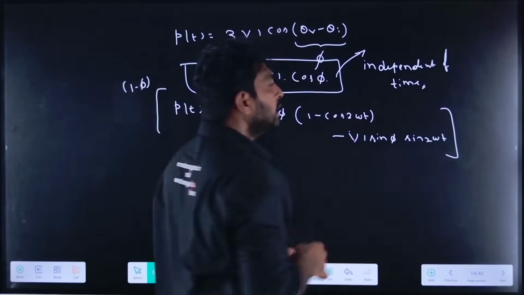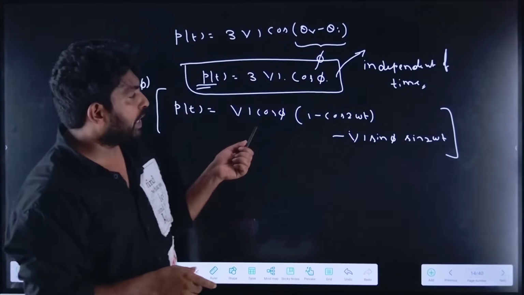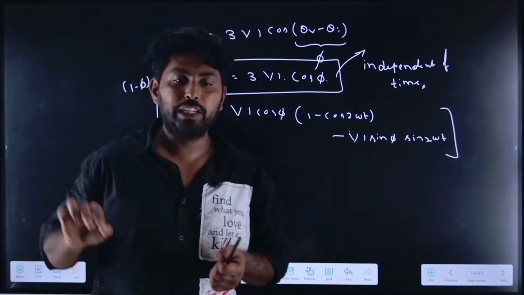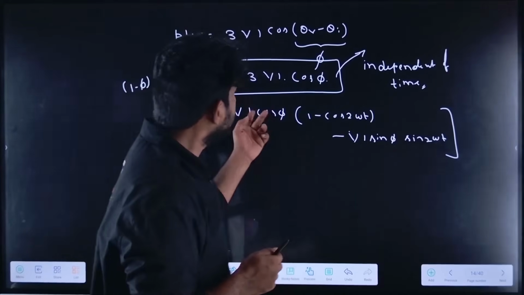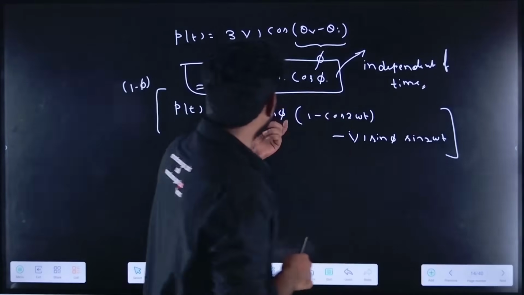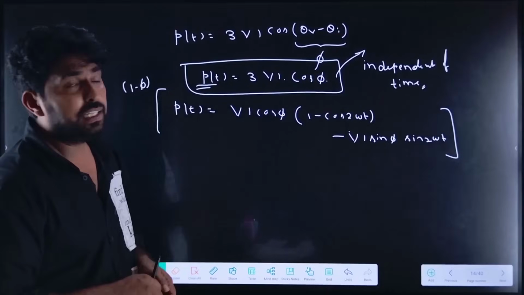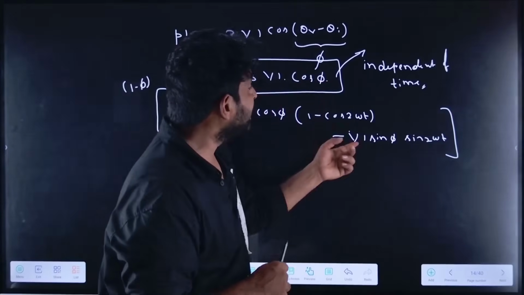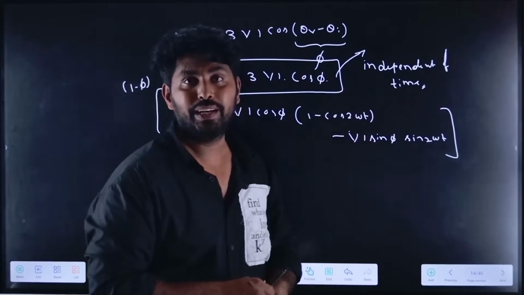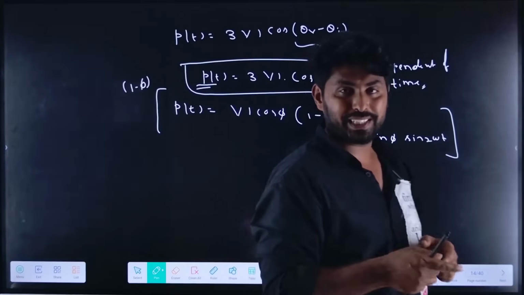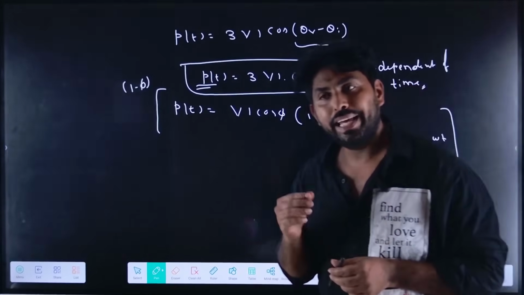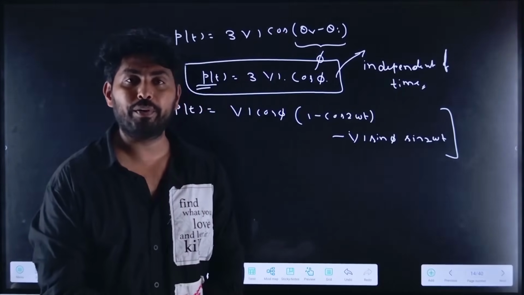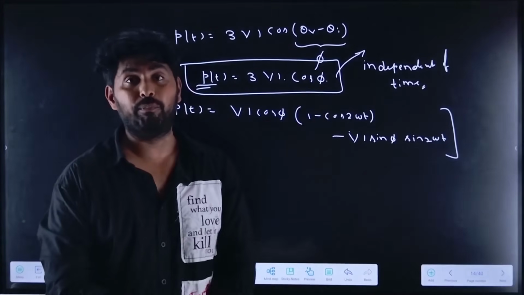Independent of time. For example, if you take the single phase power, it is also oscillating with the 1 minus cos 2 omega t. So both the powers are oscillating, but the average power is here Va cos phi, right? Now if you observe here, there is no reactive power component in the instantaneous power expression. Remember this point. And it is independent of time.